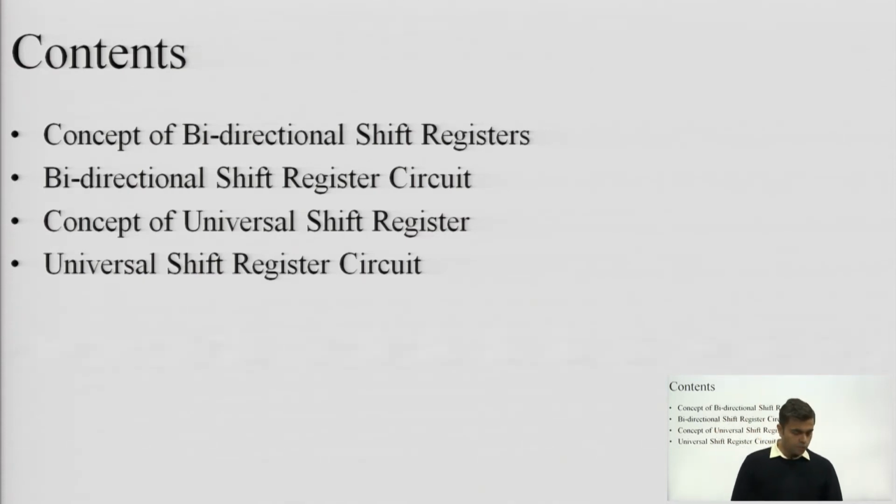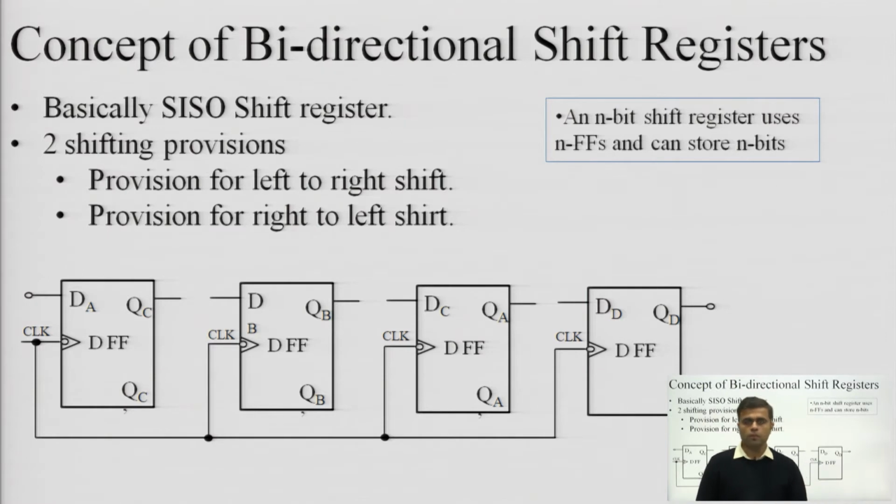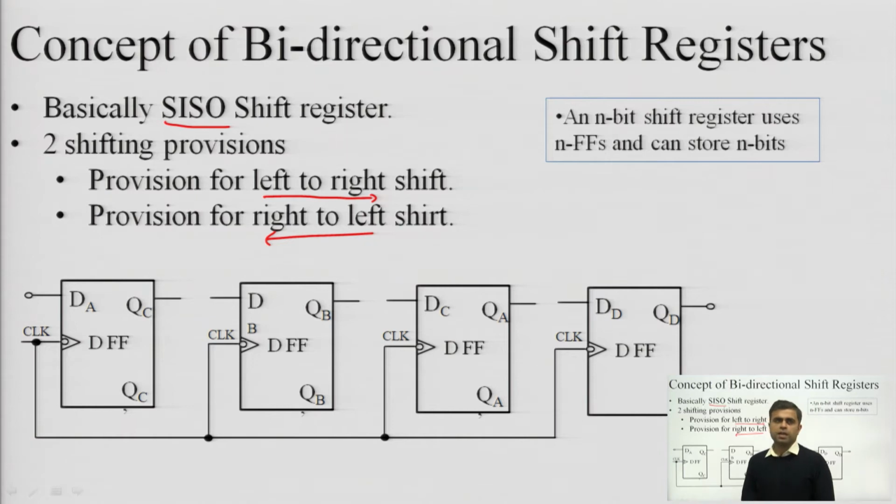Okay, so let's start with the concept of bidirectional shift register. A bidirectional shift register is basically the SISO shift register only, serial in serial out, which we covered in our last lecture. In that there is a single input terminal which can accept the input, and a single output terminal through which the data can exit the shift register. In bidirectional shift registers there are basically two provisions: data can be shifted from left to right, or from right to left. These are the two possibilities in which data can be shifted, but the main concept is of the SISO only.